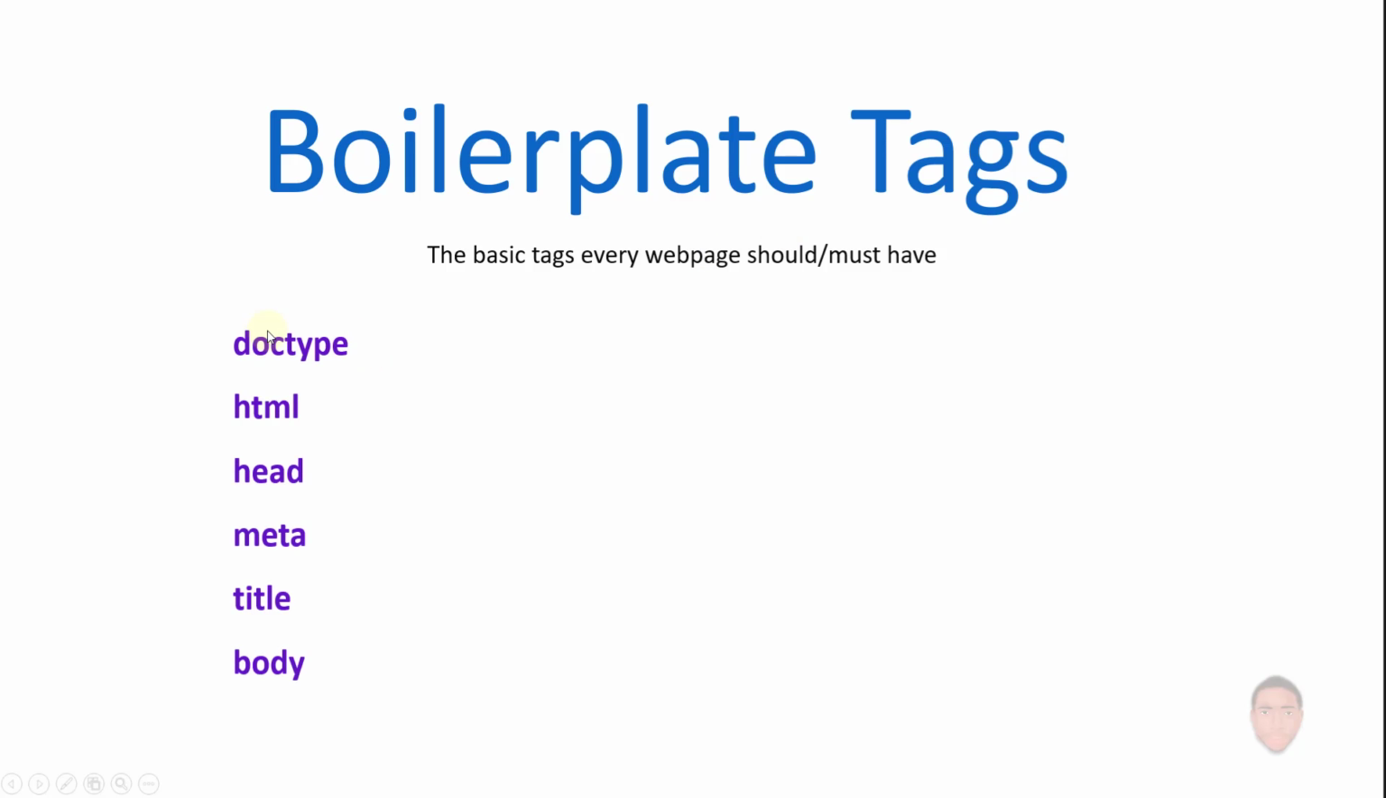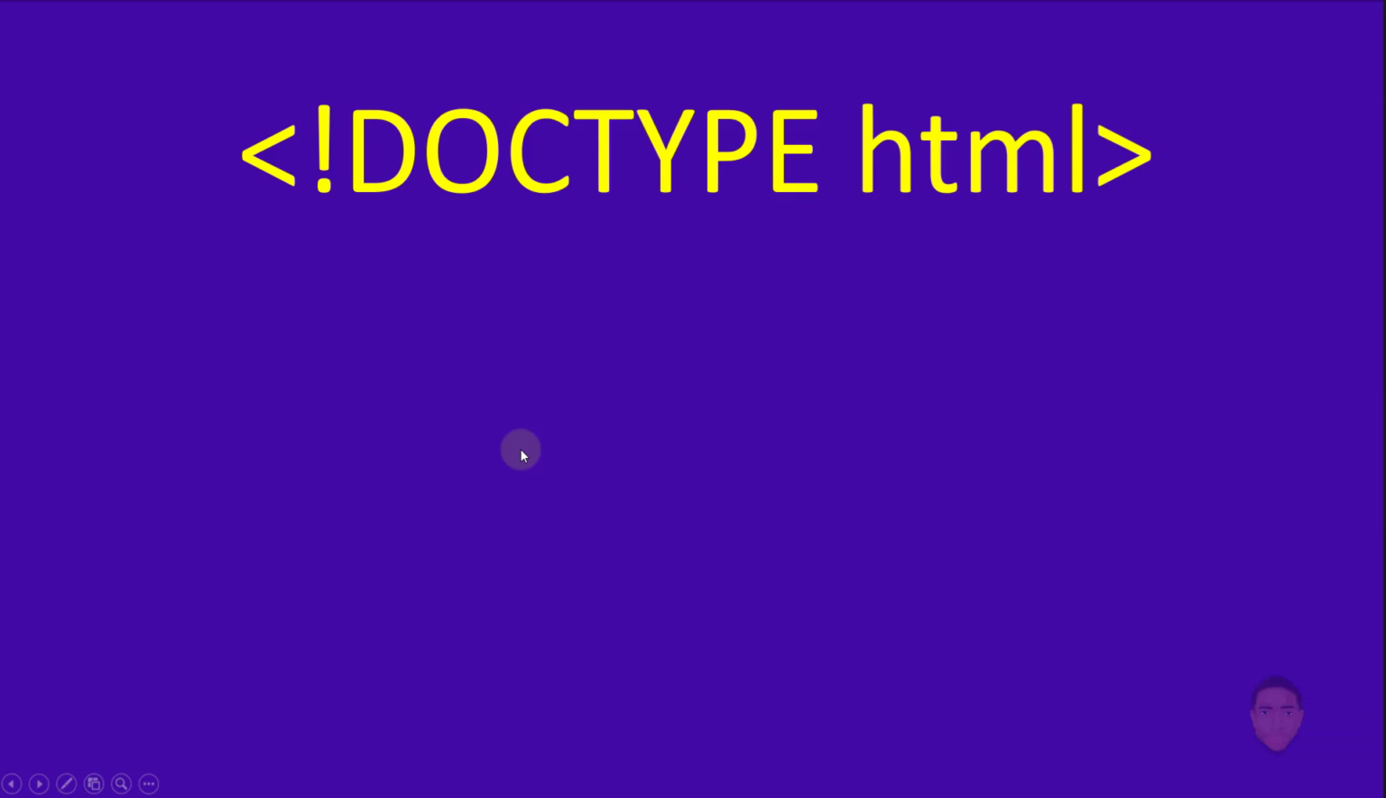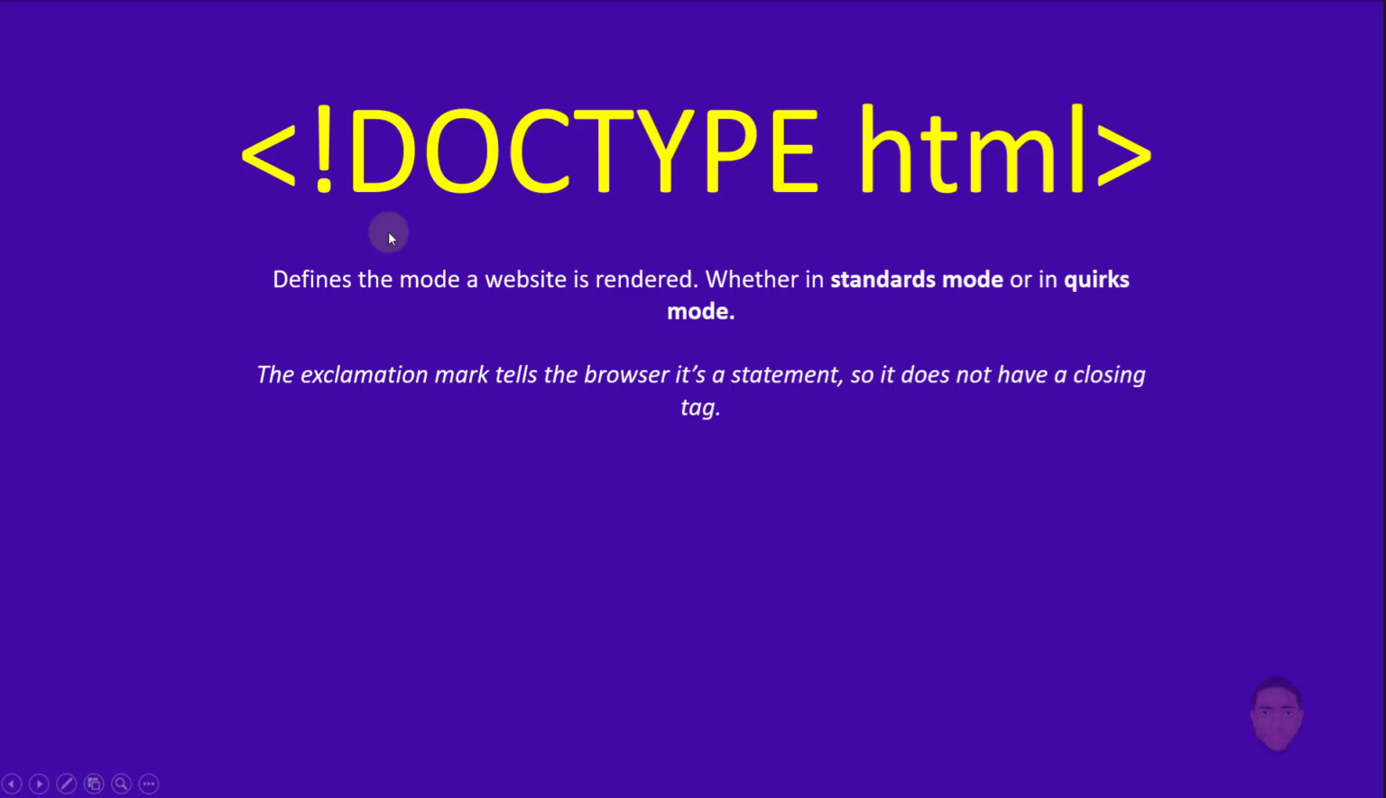This just outlines all the boilerplate tags. So we have a DOCTYPE, we have a HTML, head, meta, title, and body tag. I'm going to go ahead and explain all of those tags. The first one we have is the DOCTYPE. The DOCTYPE is kind of like a statement because you can see this !. This just defines the mode the website is going to be rendered in.